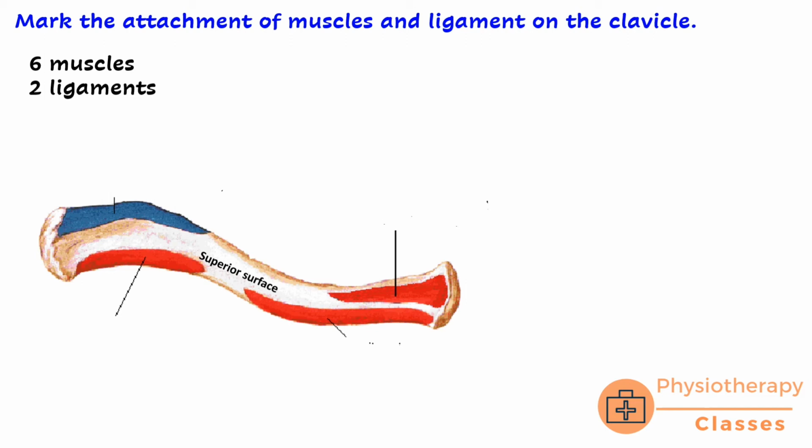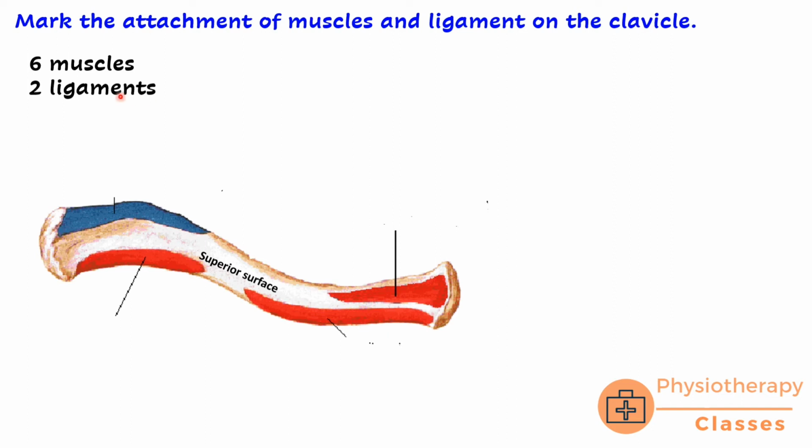Next, you can be asked to mark the attachments of muscles and ligaments on the clavicle, and you'll be provided chalks, right? So either they can ask which muscles are attached to the clavicle and show us their attachment, or you can be asked a specific question: show us the attachment of the muscle on its superior surface or on its anterior surface, or name the muscles that are attached to the lateral 1/3 of the clavicle. So this way they can ask questions, but you should know all the muscles and the ligaments attached on the clavicle.